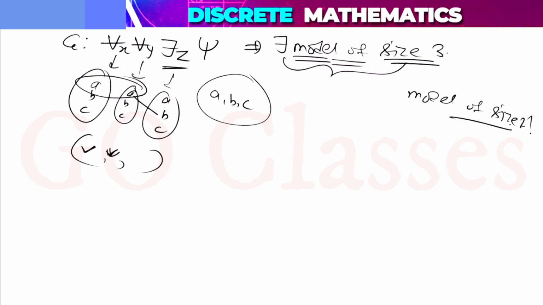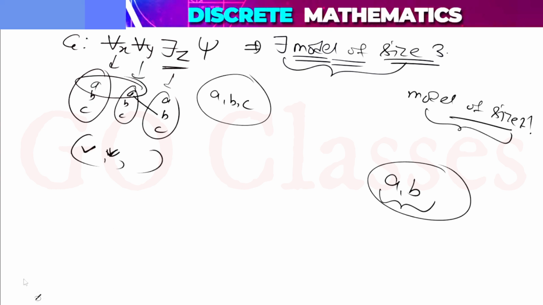Now he is asking, can we guarantee a model of size 2? Let's consider this a comma b. What we will try to do is show that there does not exist a model of size 2. If we succeed, then of course we can say that we cannot guarantee it. So can we succeed? That is the point. Let's take this scenario.